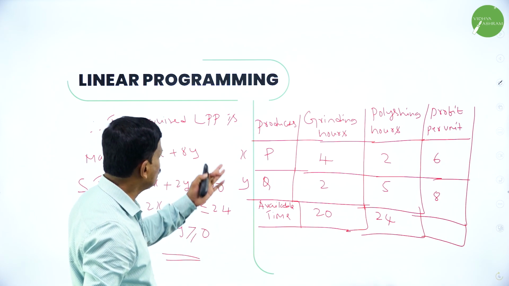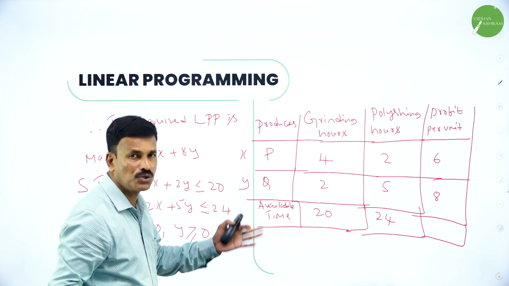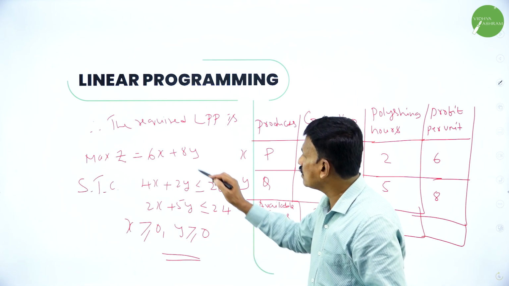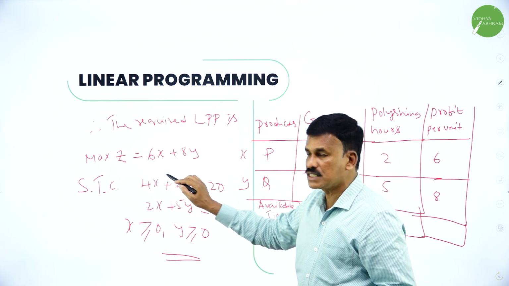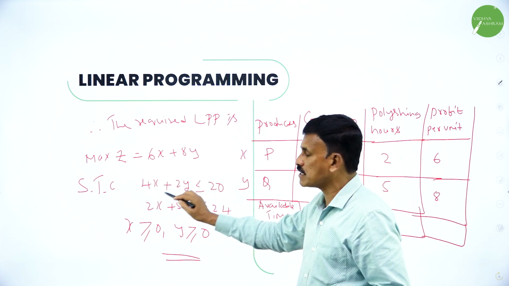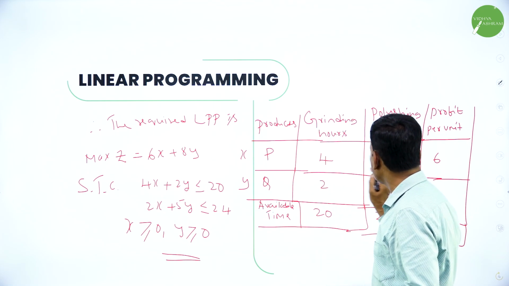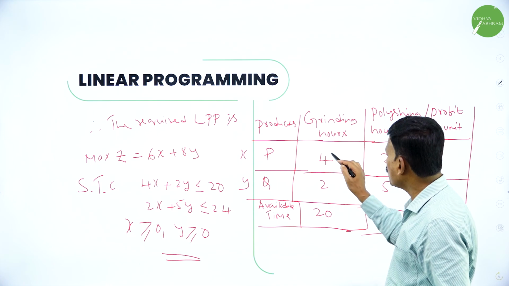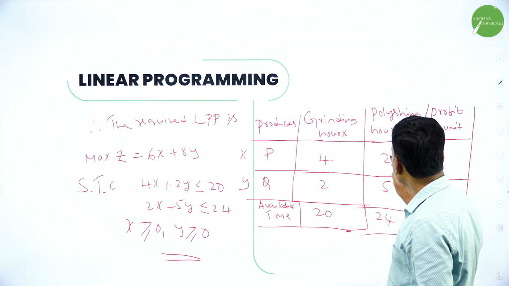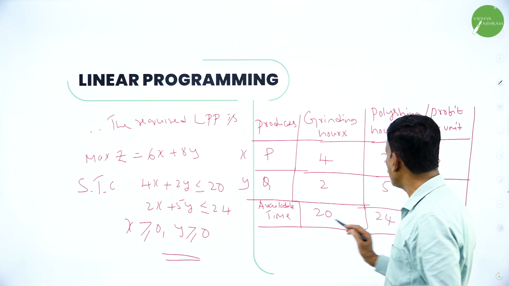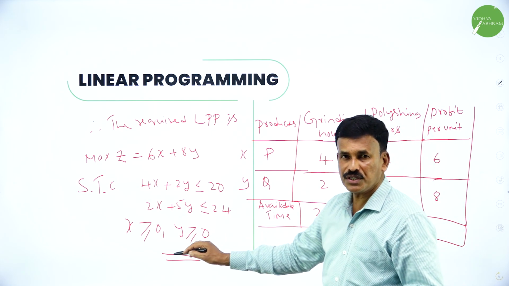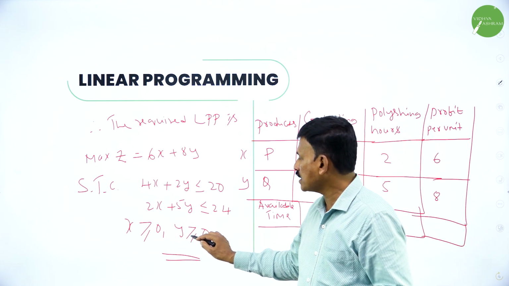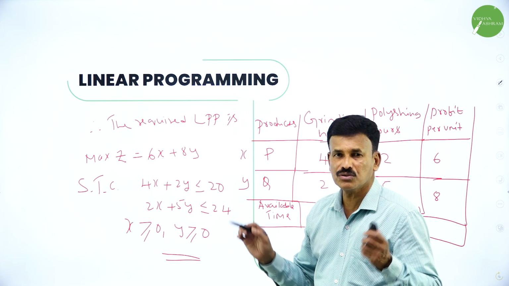So based on this, if x and y are the units produced by P and Q, we can straight away write the objective function: max z = 6x + 8y, subject to the constraints 4x + 2y ≤ 20 and 2x + 5y ≤ 24, and the non-negative restrictions x ≥ 0 and y ≥ 0.